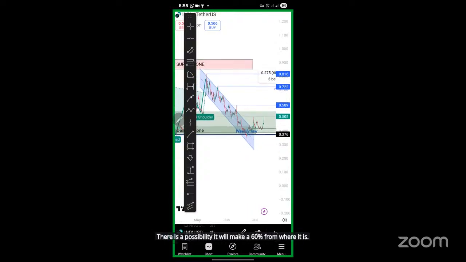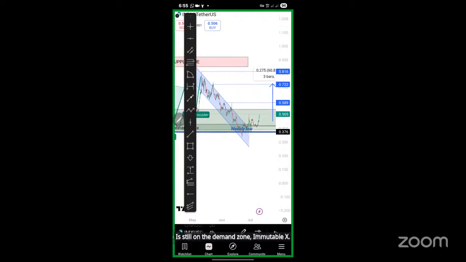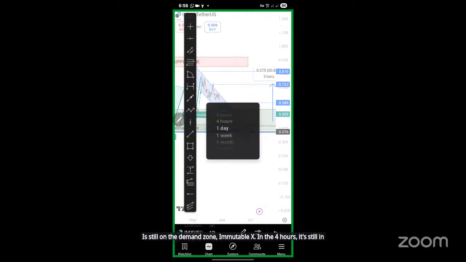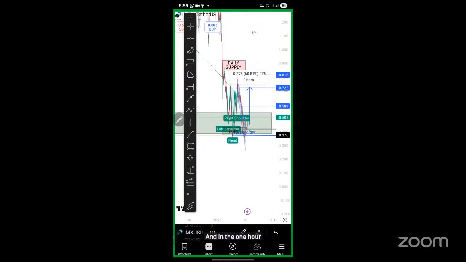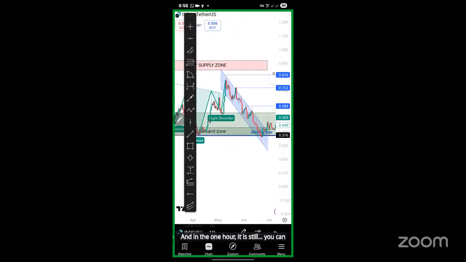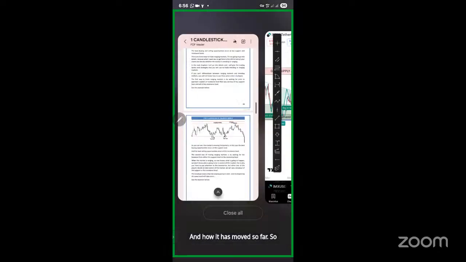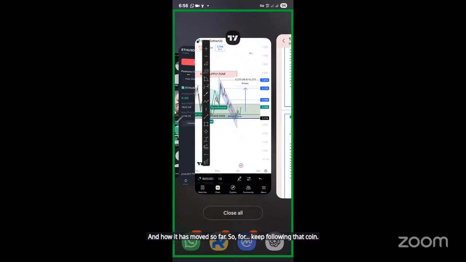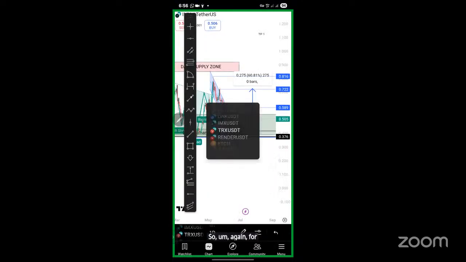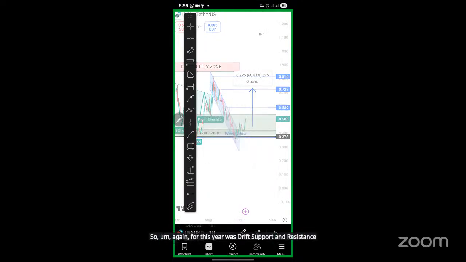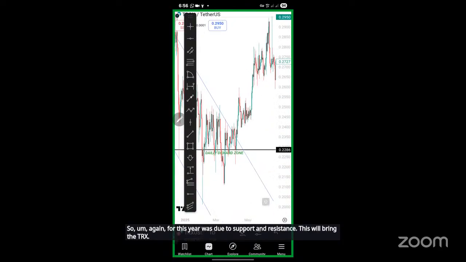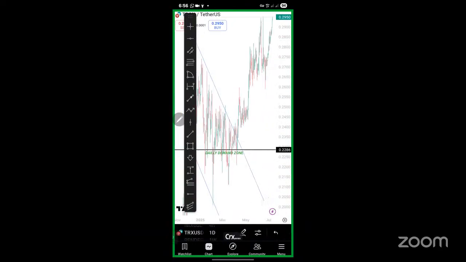It's still on the demand zone, Immutable X. In the 4 hour, it is still in the demand zone. And in the 1 hour, you can see where it came from and how it has moved so far. So keep following that coin. Our major emphasis here was support and resistance. Let's bring up the TRX. Let me remove anything from the TRX.